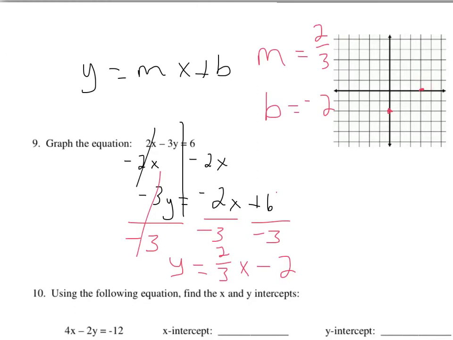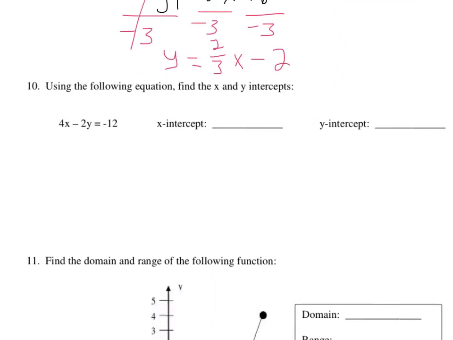So we will go down and backwards. We're going to do the opposite. So I went down 2, backwards 3. Down 2 more, backwards 3. So we'll put a dot here. And if I do it one more time, I run out of space. So that basically looks like what our line is going to be. So I'm going to draw a line through that. So that would be the graph that represents this.